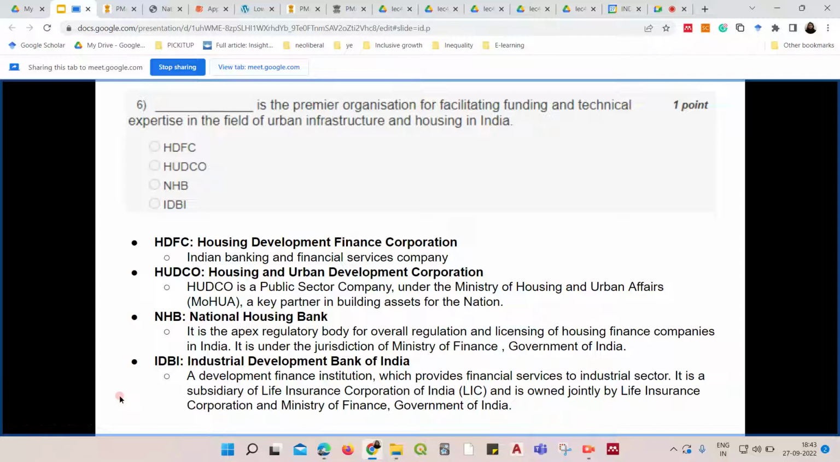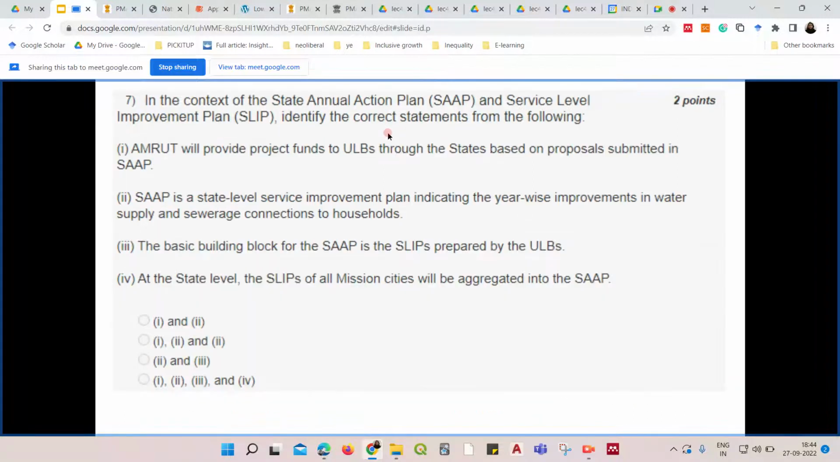I also encourage you to go to the website of each organization. You can easily Google it and find it online, and you can see what their functions are, and based on that you can easily answer if this particular organization helps facilitate funding and technical expertise for urban infrastructure or not. So based on that, I think you can easily solve this question. Moving on to the next one.